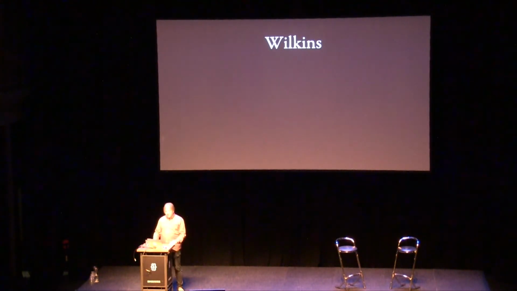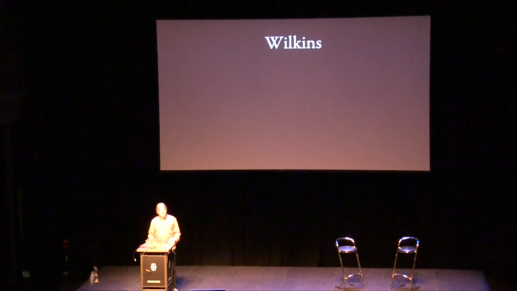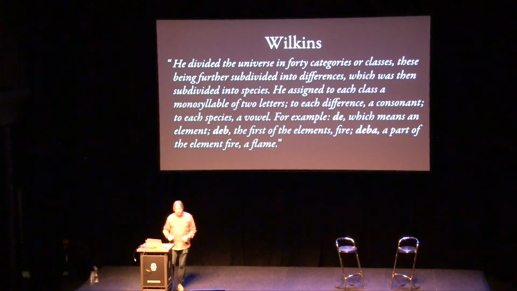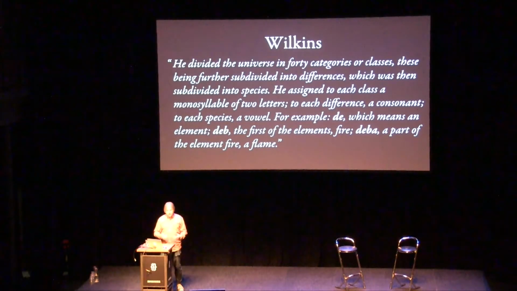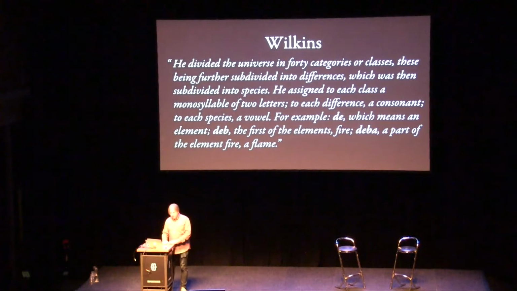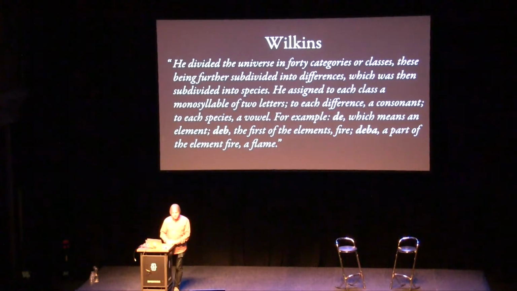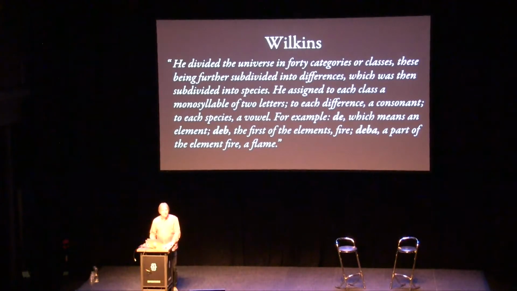This idea was that the world could be classified into sounds. He divided the universe in 40 categories, or classes, these being further subdivided into differences, which were then subdivided into species. He assigned to each class a monosyllable of 2 letters, to each difference a consonant, to each species a vowel. For example, de, which means an element; deb, the first of the elements, fire; deba, a part of the element fire, a flame. It didn't scale well.